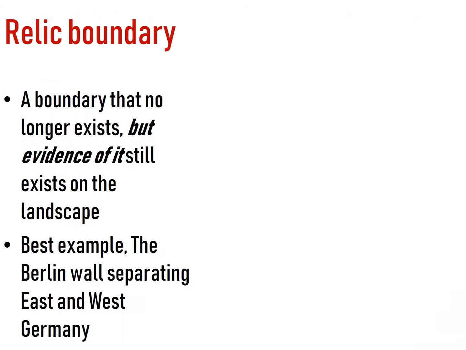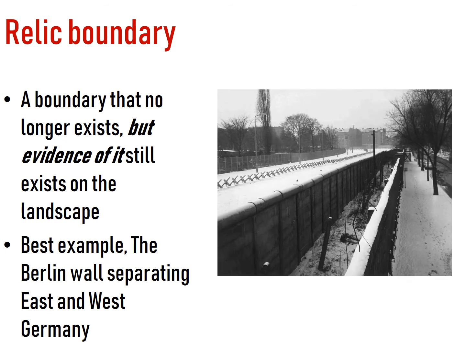And then finally, we have relic boundaries. These are boundaries that no longer exist, but the evidence of them existing still is there in the landscape. The best example of this is the Berlin Wall separating East and West Germany during the Cold War. As you can see in the picture, it wasn't a single wall, it's a bunch of walls, and there were landmines and turrets and sentry towers.